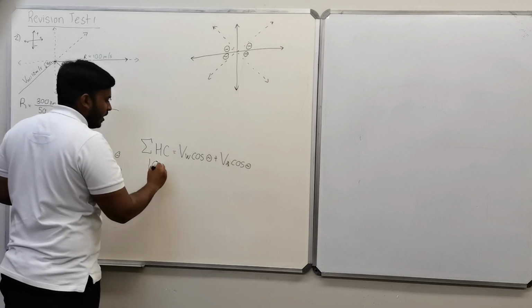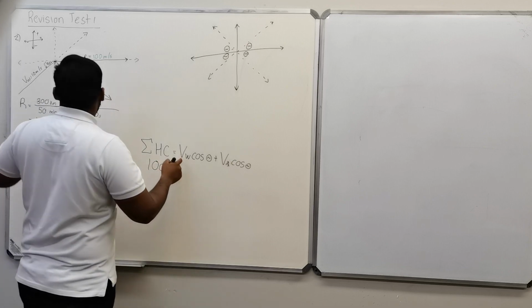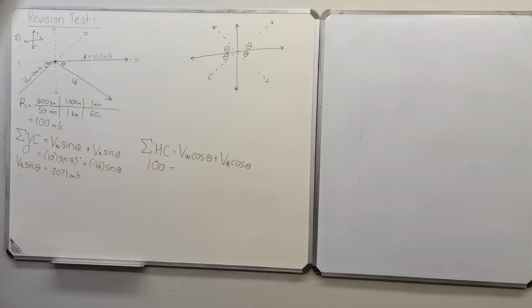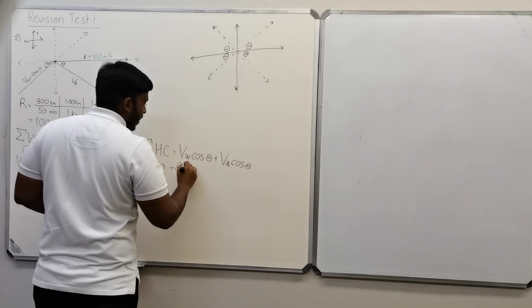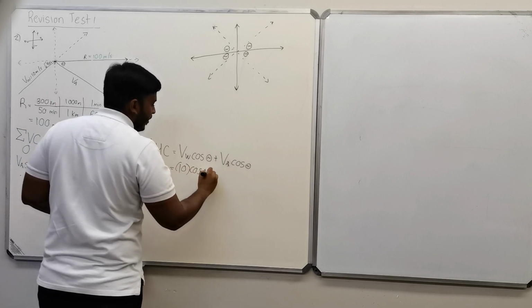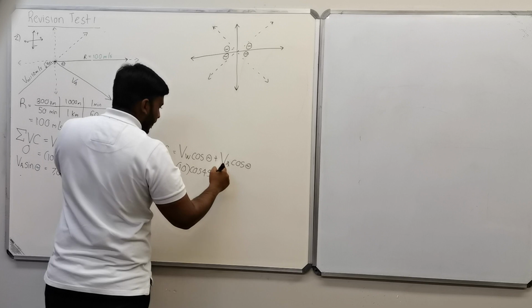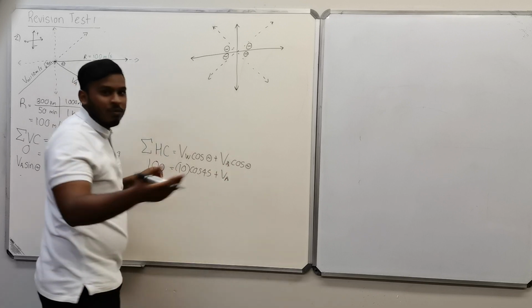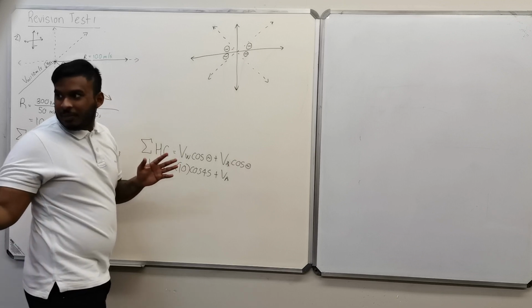So let's say 100 is equal to your value for VW. Is the velocity of the wind moving to the right or left? Right, because see the arrow which way? So it's going to be a positive value. So this would be 10 cos of 45 plus VA. It'll be positive VA, right? Because the line is still moving to the right. You understand the part?